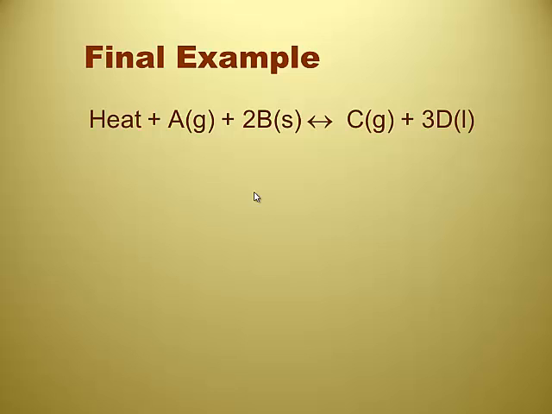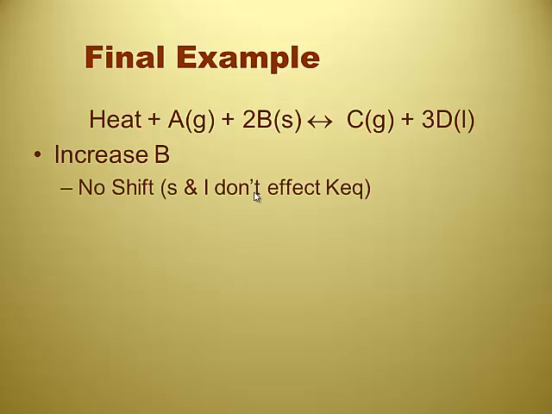Okay, one final example. Check this out. It's a heterogeneous reaction. If we increase B, nothing. It is not written in the equilibrium expression because it is a pure solid of a heterogeneous reaction. It changes in concentration, but not enough to shift the equilibrium. Solids and liquids don't affect the KEQ, so since it's heterogeneous, we don't think about it. Because if we were to write the expression, it would just be C, the concentration of C over the concentration of A.